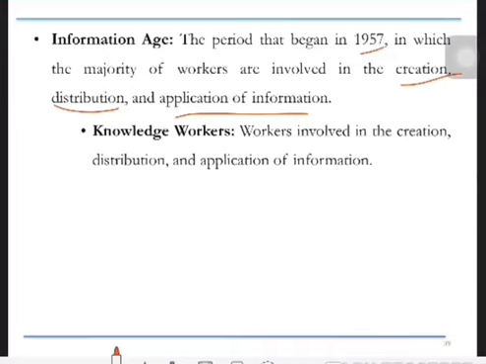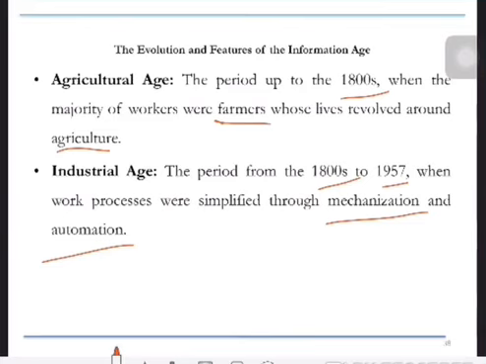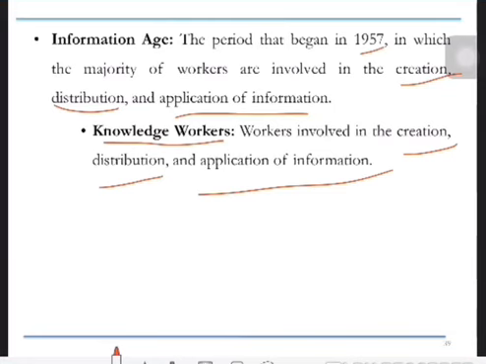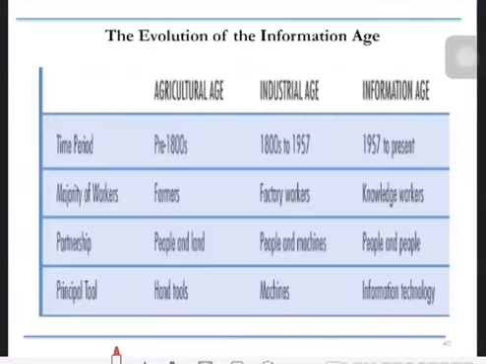So such workers we call knowledge workers. Workers involved in the creation, distribution and application of information we call knowledge workers. So a person who makes a living from information we call a knowledge worker. In the first age, most workers were farmers. In the second age, most workers were factory workers. In the third age, most workers are knowledge workers. So we have 3 ages: agricultural, industrial, and information age. Time period: the majority of workers pre-1800 were farmers, from 1800 factory workers, and from 1957 to present knowledge workers.